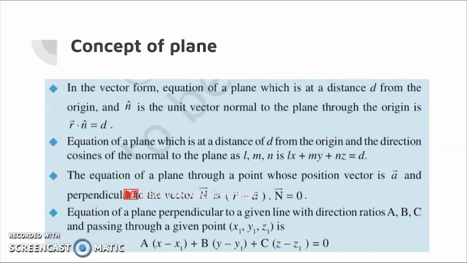The equation of a plane perpendicular to a given line with direction ratios a, b, c and passing through a given point x1, y1 and z1 is given by a(x minus x1) plus b(y minus y1) plus c(z minus z1) is equal to 0, where a, b, c are direction ratios, which are given by a divided by root of a square plus b square plus c square, b divided by root of a square plus b square plus c square, and c divided by root of a square plus b square plus c square, which we already discussed in previous slides.